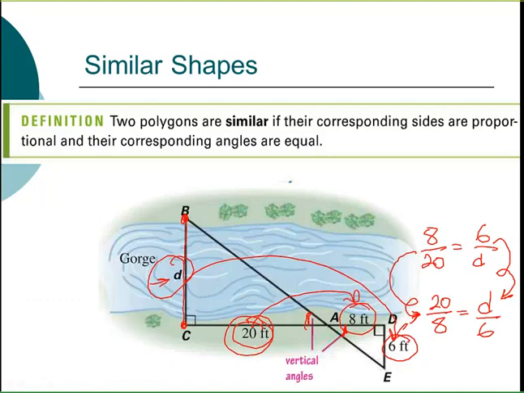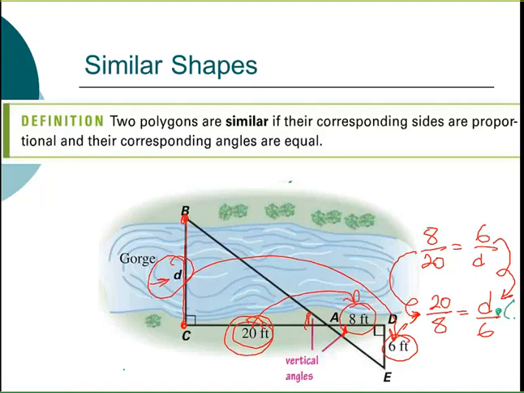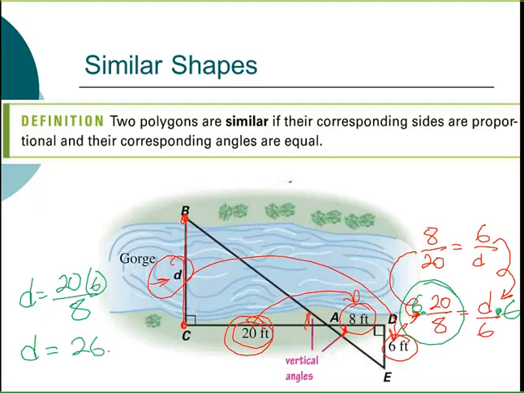If I just multiply 6 to both sides, and then take out my calculator, D is equal to 20 times 8 divided by 6. So if I just do that on my calculator, it gives me distance across is 26.67 feet. So 26.67 feet is how far it is across based on my proportion that I set up.